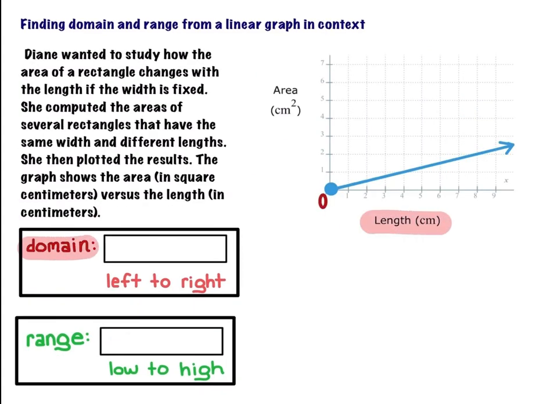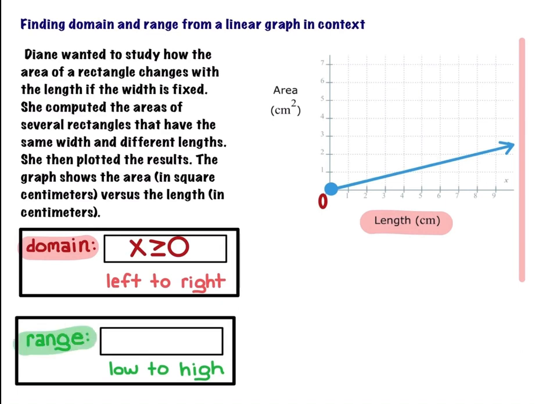Domain is about the x's. The furthest I can go left is 0, but I can go right forever. So my x values are going to be greater than or equal to 0.